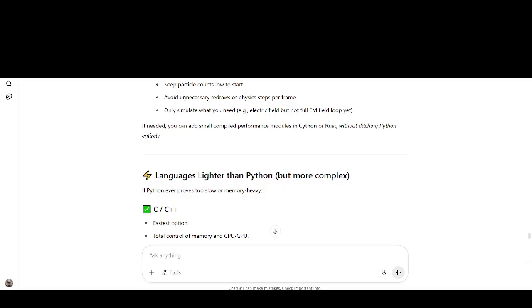I don't know. There's going to be tons of other stuff going on with the fields, so I'm not sure that's going to help much. Okay. Avoid unnecessary redraws or physics steps per frame. Yeah, not sure exactly what he's saying there or how that applies. It sounds like that'd be cheating.